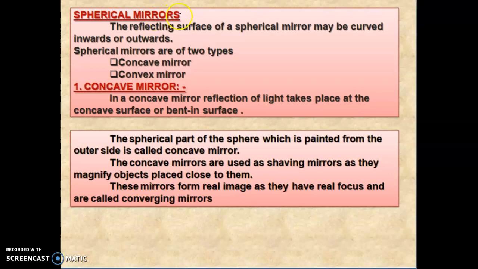Next, spherical mirror. Depending upon the reflecting surface, a spherical mirror may be curved inward or outward. There will be two types: one is a concave mirror, the second one is a convex mirror.